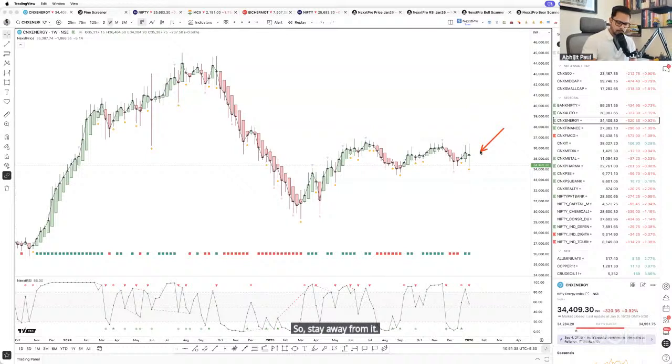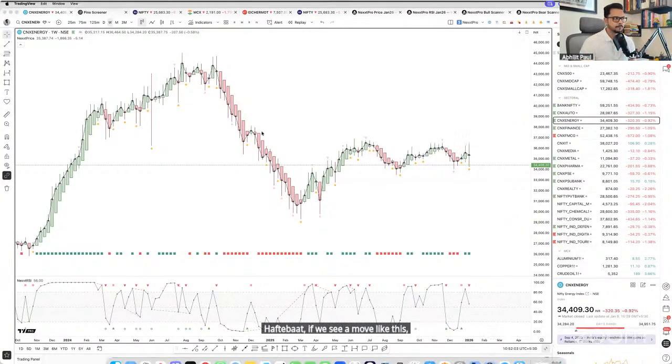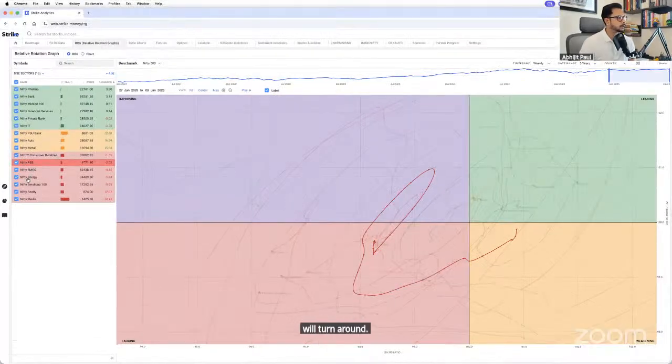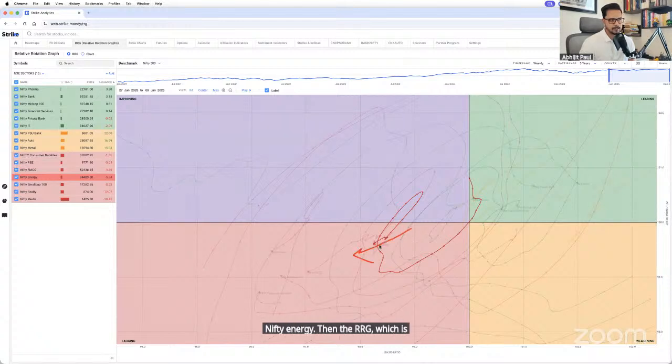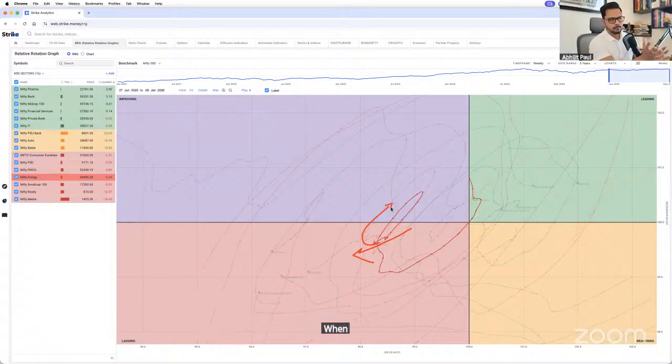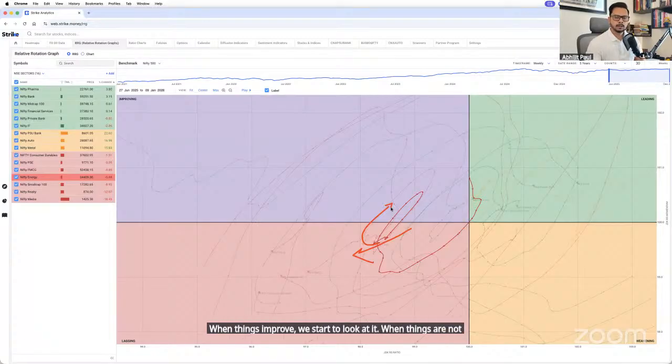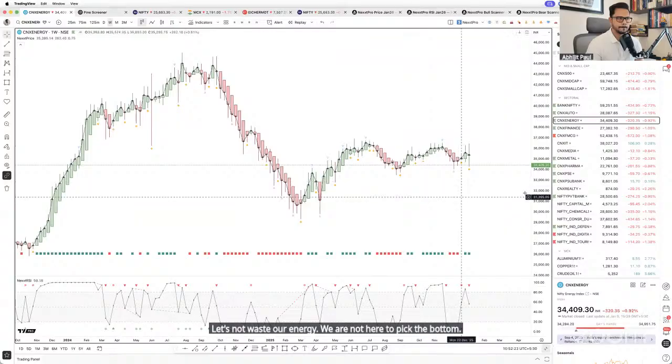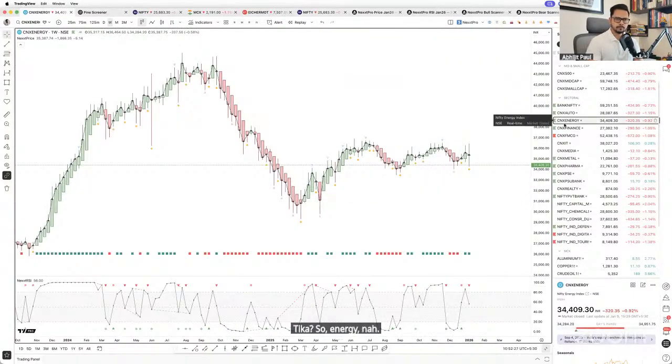मतलब today's research, analysis, homework that we are doing does not tell me to look out for long trades within CNX Energy. It does not tell me. However, please understand, if prices start to stabilize, if prices start to go up, if prices give me the breakout, if 2-3 हफ्ते बाद, 4-5-6-7 हफ्ते बाद, if we see a move like this, then the RRG will turn around. Nifty energy. Then the RRG, which is angling like this, it will start to behave like this. तब हम उसको देखेंगे. This is the mindset. When things improve, we start to look at it. When things are not improving, let's not waste our energy. We are not here to pick the bottom. ठीक है? So energy, नहीं, unflag it.